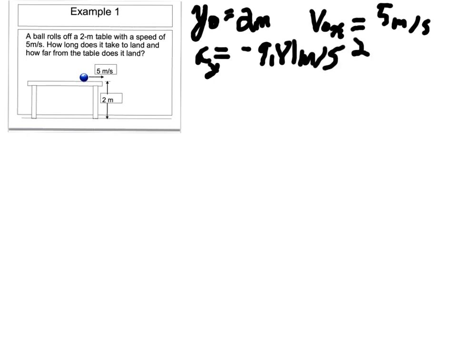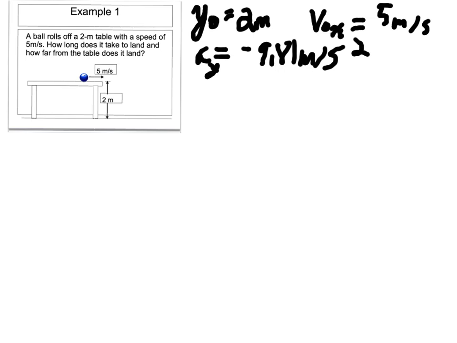squared. So by calling that negative, I've also decided that up is positive. If I didn't decide up was positive, I'd have to set my 2 meters for y naught to be negative. So I'm just setting the acceleration negatively. You could do it the other way, and you'll get the same answer that I do. First, I want to know the time it takes.